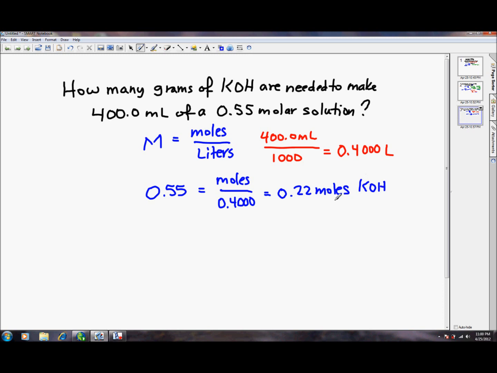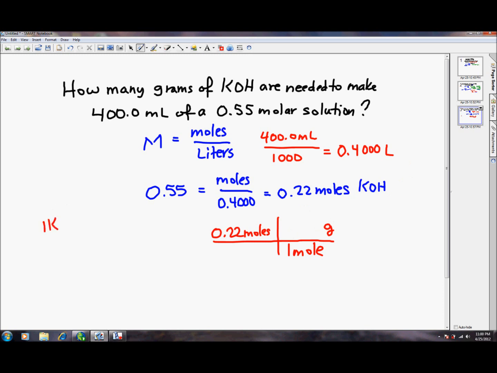Okay, the important thing to remember is I just solved for moles. Moles are not grams. I must convert 0.22 moles to grams. The mole goes on the bottom, so that's 1 mole. Well, what do I need here? I need molar mass. I have to find the molar mass of KOH.